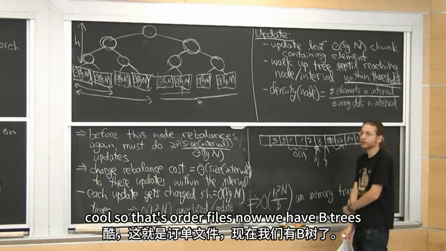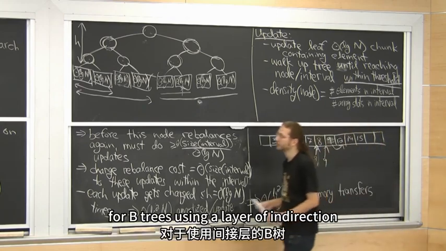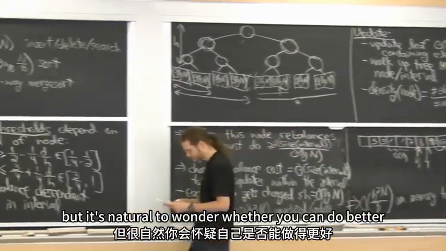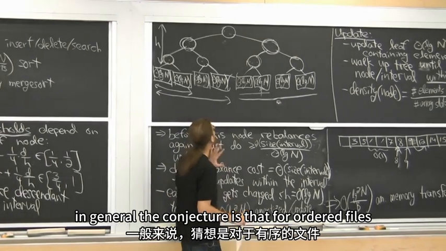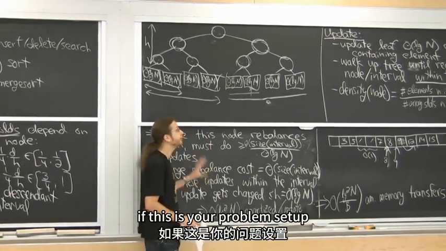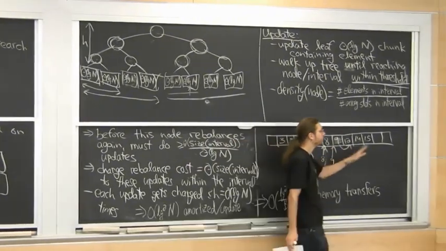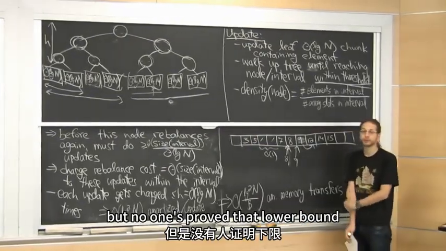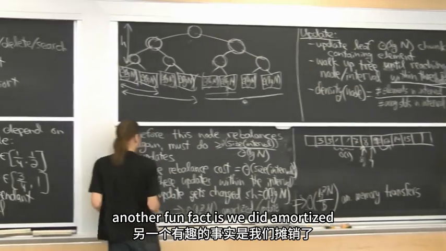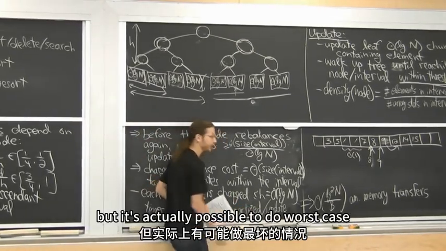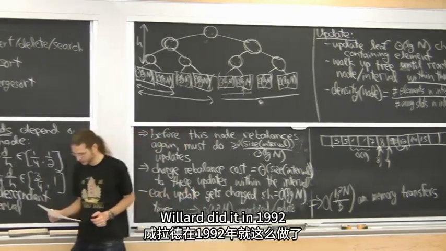Now we have B trees. We could handle this log squared n. That was okay for B trees using a layer of indirection. But it's natural to wonder whether you can do better. In general, the conjecture is that for ordered files, you cannot do better. If this is your problem setup, if you can only have constant size gaps, you need a linear size array, you need log squared n interval updates. But no one's proved that lower bound. So that's one open question. Another fun fact is we did amortized, but it's actually possible to do worst case. It's complicated. Willard did it in 1992.